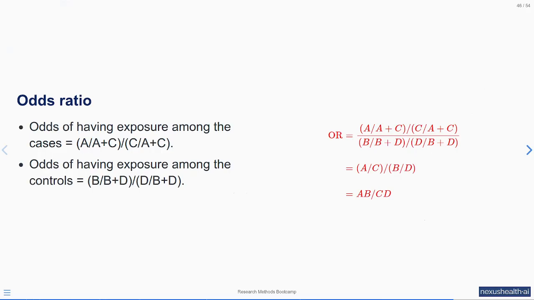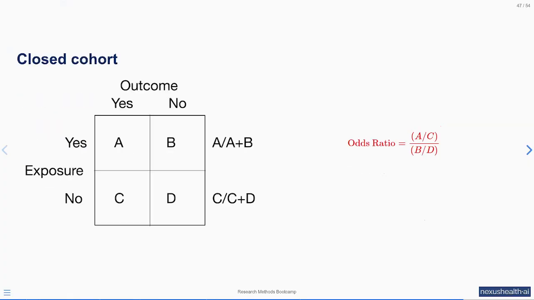Odds of having exposure among the cases. So we know what it is. These are just the formula. It's just repeating what we just saw in the previous slide. But basically it boils down to AB divided by CD. In a closed cohort, we can calculate odds ratios, just like we do for case control studies.